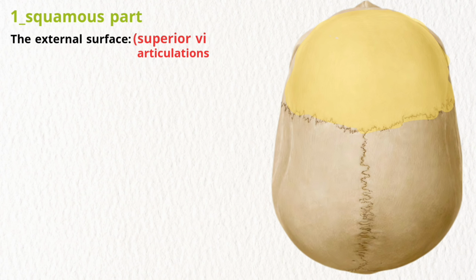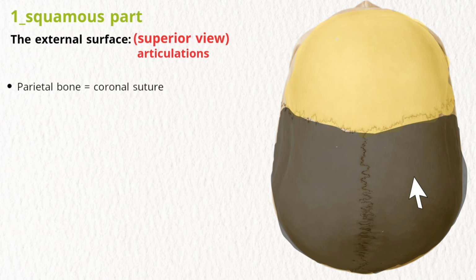Now, let's begin with the superior view. The frontal bone articulates with the paired parietal bones at the coronal suture.